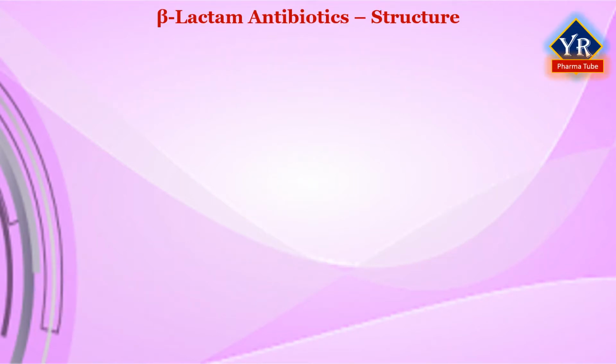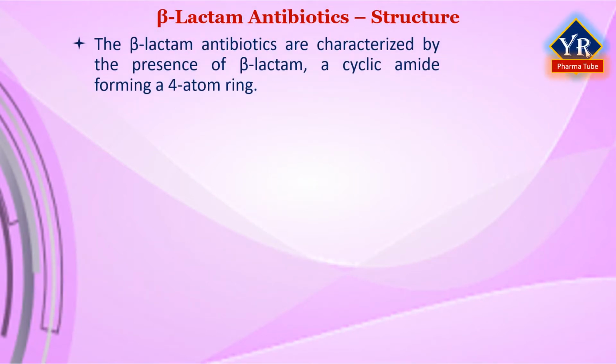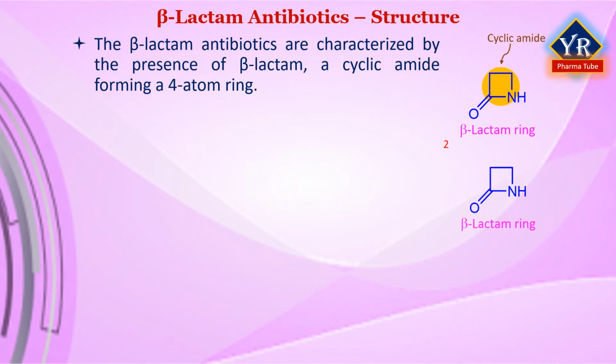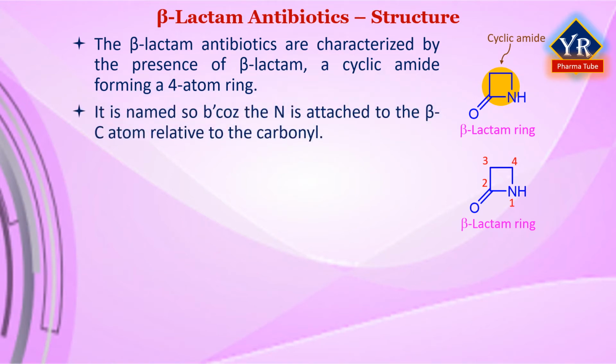Structure of beta-lactam antibiotics. Beta-lactam antibiotics are characterized chemically by the presence of a beta-lactam ring. A beta-lactam ring is a cyclic amide with 4 atoms in its ring. Cyclic amide is an amide in which there are 1 or 2 carbon chains connecting the carbonyl carbon to the nitrogen atom. See the structure of beta-lactam given. It is named beta-lactam because the nitrogen atom is attached to the beta carbon atom relative to the carbonyl.